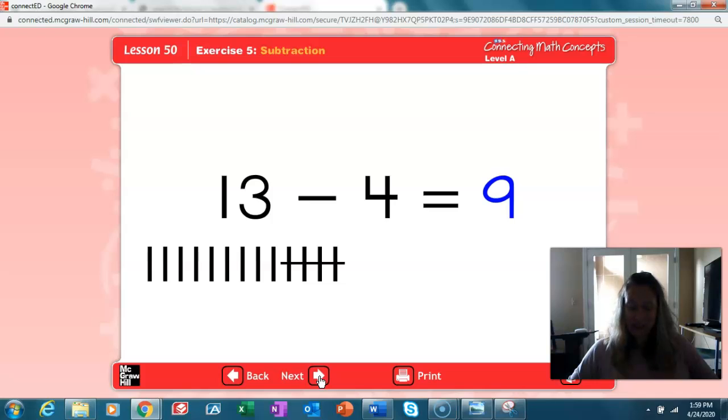Good. Now you'll tell me the next tens number. Listen. 10. What number? 10. What's the next tens number? 20. 20. What's the next tens number? 30. 30. What's the next tens number? 40. 40. What's the next tens number? 50. Good job, boys and girls.